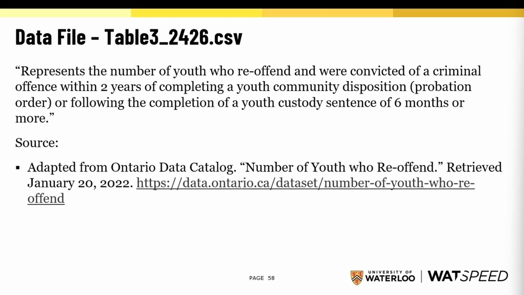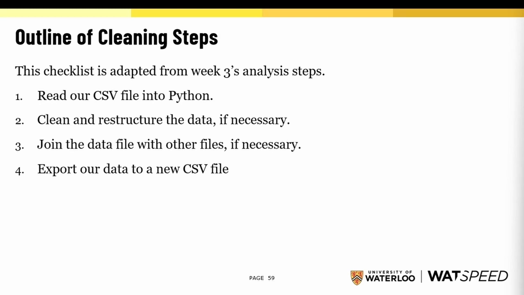The data file we're using represents the number of youth who reoffend and were convicted of a criminal offense within 2 years of completing a youth community disposition. This data has been adapted from the following data source. So let's refresh our memory about how we clean data. First, we read our CSV file into Python. We clean and restructure the data if needed. We join our data file with other files if necessary, and then we export our cleaned data to a new CSV file.